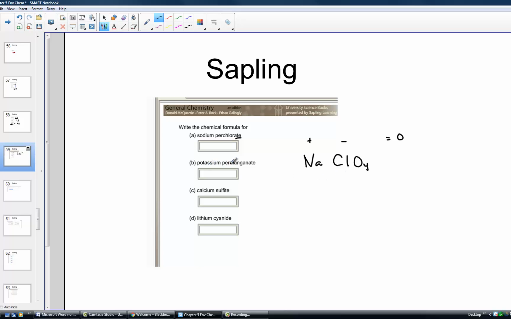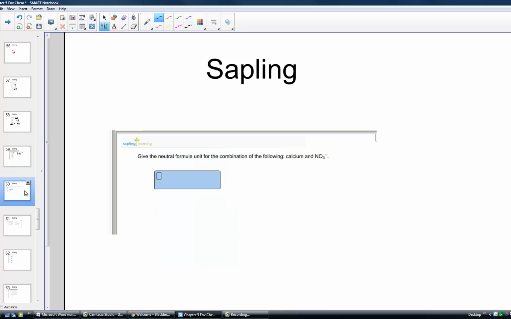Potassium permanganate, calcium sulfite, lithium cyanide. You'll find the metals on the periodic table. You'll find the last names on the polyatomic chart, and make sure you consider charges when writing out their formulas. Many of these in a row, and I'm just going to scan through and see if there's anything that we're missing that might look different from the practices we're looking at.